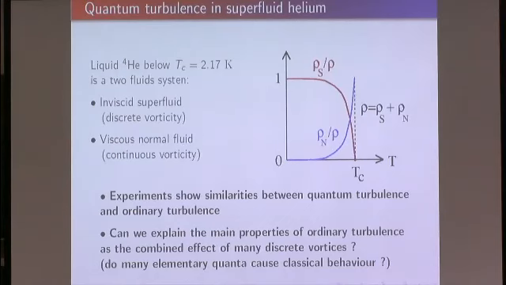And in superfluid helium, a number of similarities have been found experimentally between quantum turbulence and ordinary turbulence. So today I would like to not describe these results per se, they are interesting per se, but also see how we can actually think backwards. It would be nice, in fact, to reconstruct the properties of fluid mechanics from the combined effect of many single discrete quanta. Can we actually do this reconstruction? Essentially, how many elementary quanta do we need to reconstruct classical behavior? That is what I'm aiming at.